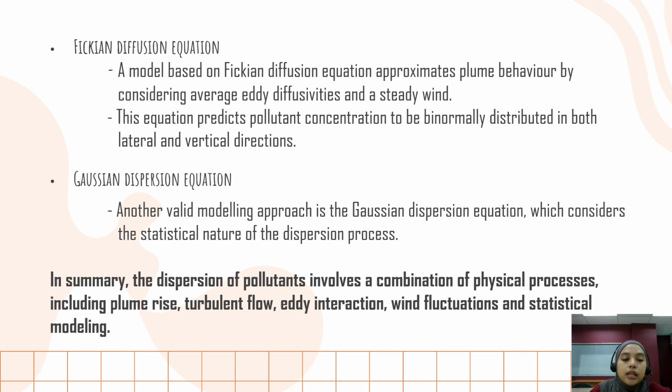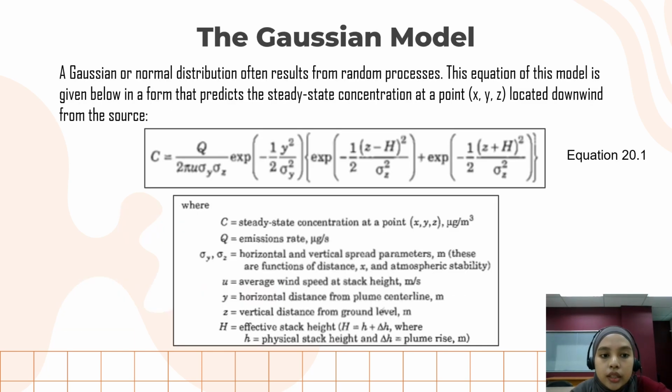As we can summarize, the dispersion of pollutants involves a combination of physical processes including plume rise, turbulent flow, eddy interaction with wind fluctuation, and statistical modeling. So here is the Gaussian model, which gives the equation of this model.